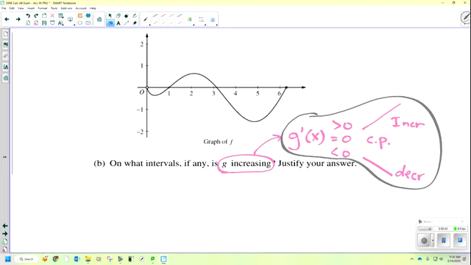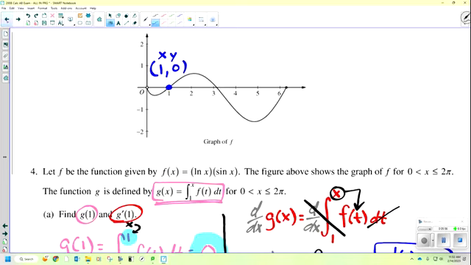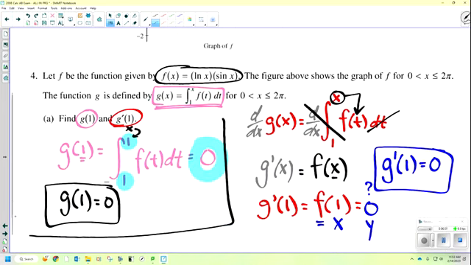Okay, I need to look at the derivative of G, but the graph above is the graph of F. Well, two things here that I can recall from 4A. The first one is, they give me the equation for F right here. That might come in handy. And also, we found out that the derivative of G was F. Okay, so we're going to tie those two together and move forward in 4B.